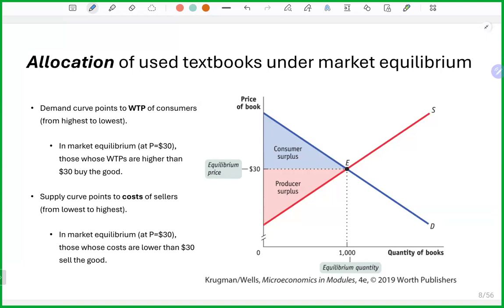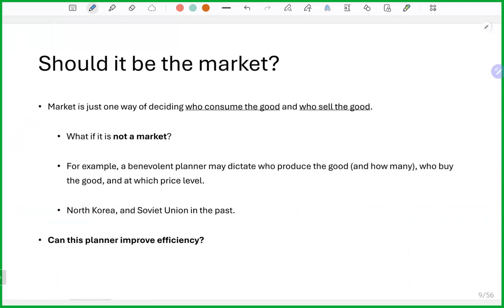Then let's see if there is a better way to allocate. Imagine that you have the power to change the situation. You don't have to necessarily choose the market equilibrium. You could think of different possibilities. You are a benevolent planner, a dictator, who can dictate people's choices. It doesn't have to be these particular people who buy the book and these particular people who sell the book. We can change the situation. Let's assume that you are the planner.